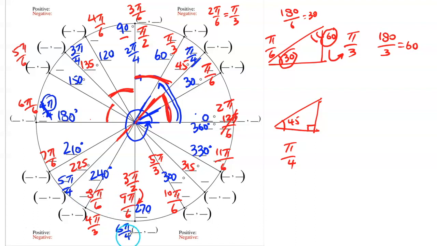Pi over 4, which reduces to 3 pi over 2. 7 pi over 4, can reduce that. And this will be 8 pi over 4, which reduces to 2 pi. Okay, so that's an easy trick to go around. Once I have all these angles, now I have to fill out the coordinates for those.